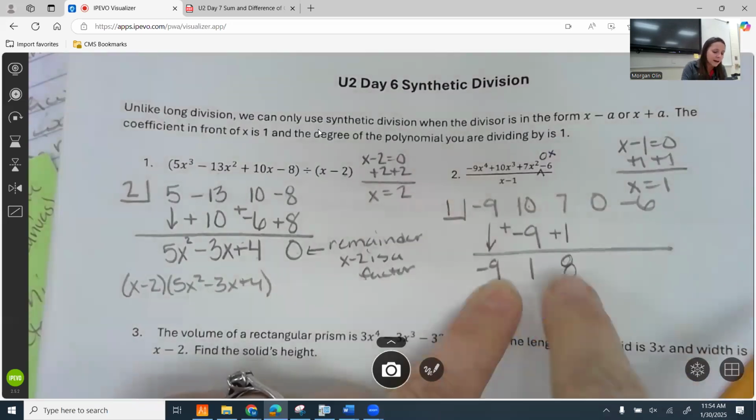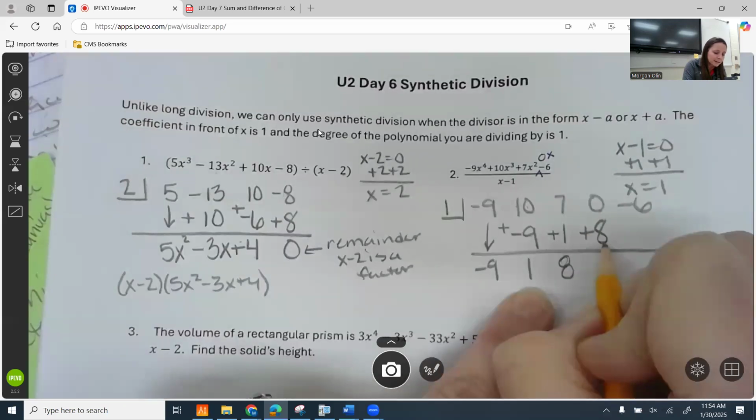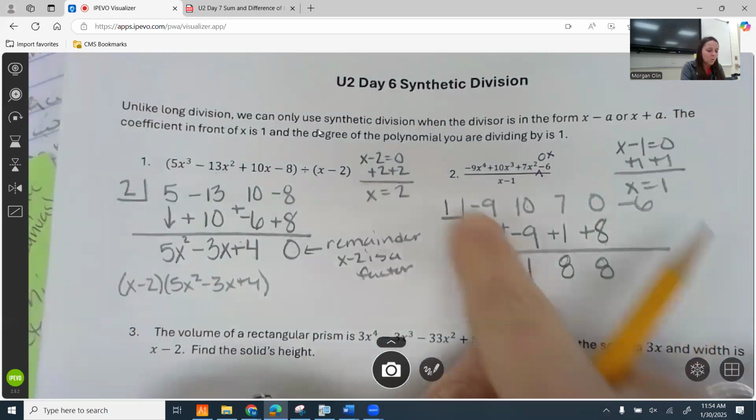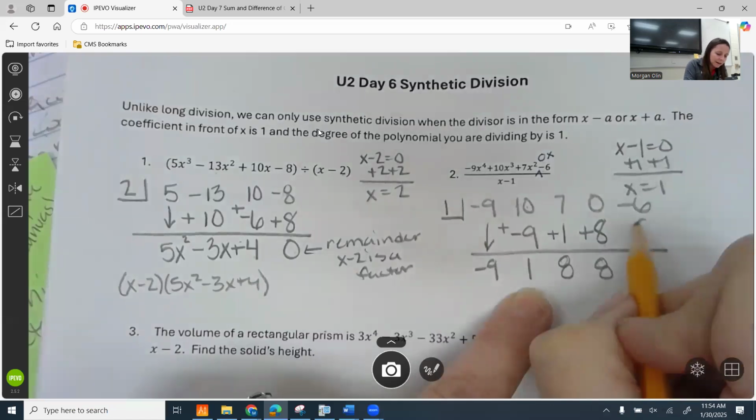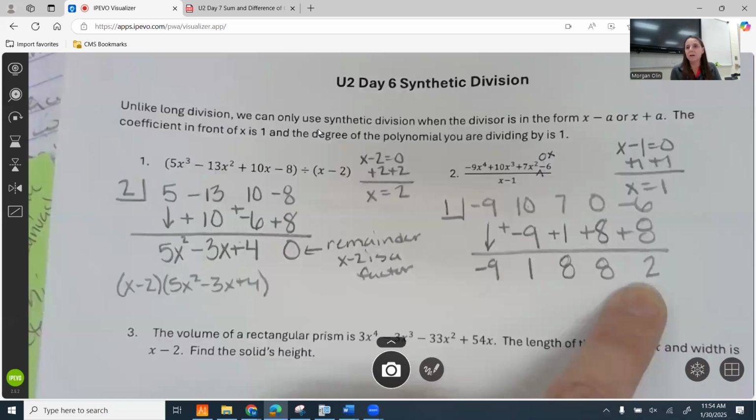All right, now 1 times 8 is 8. And we add again. 0 plus 8 is 8. All right, 1 times 8 is 8. And now when we add it, we get 2. Now remember, what is that last number? Our remainder. So wait a minute, I got a remainder of 2. So what does that mean? Our answer is not, or x minus 1 is not a factor.